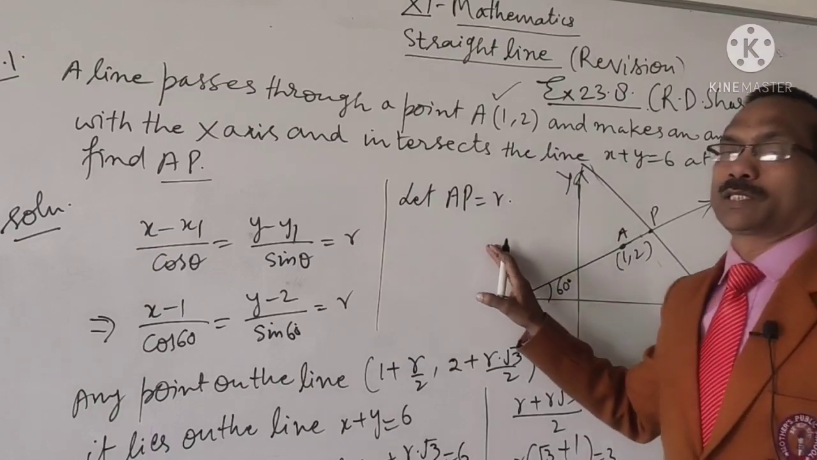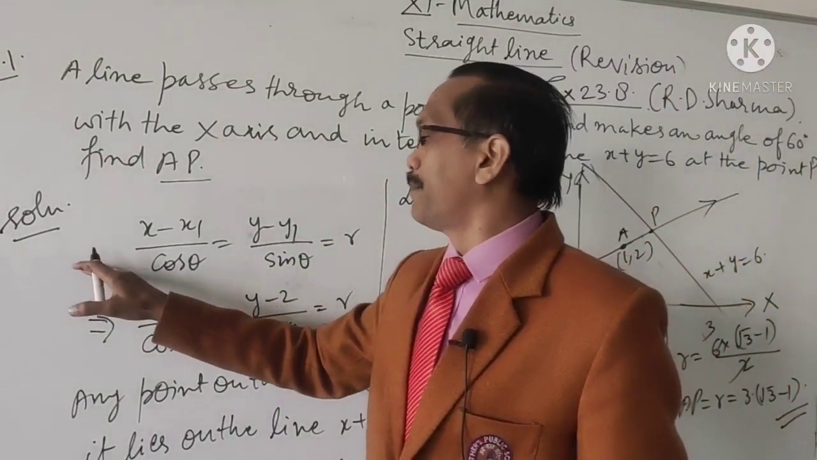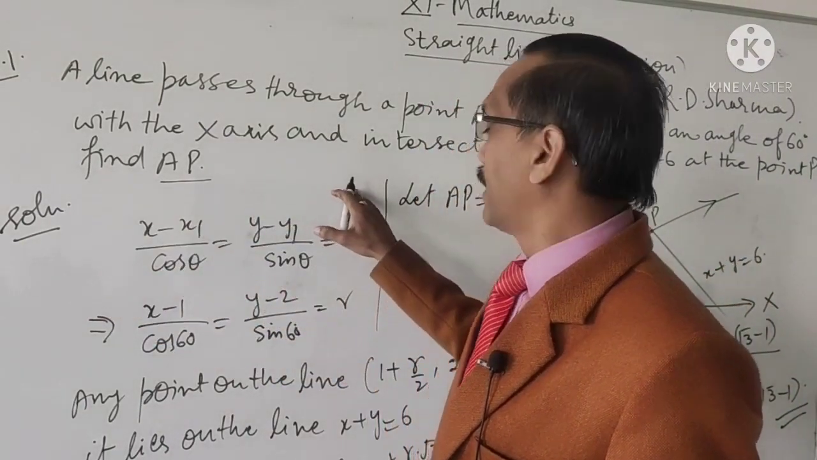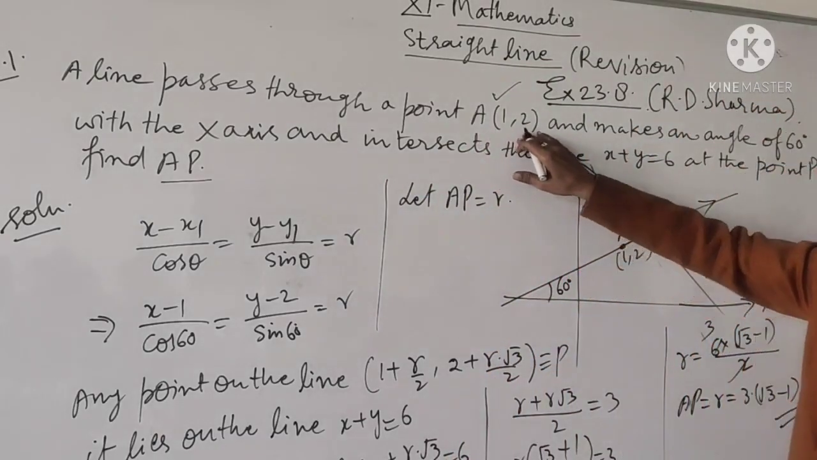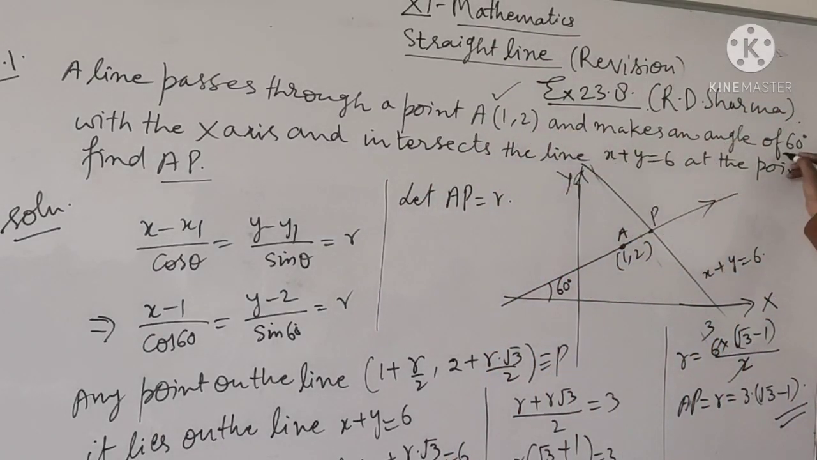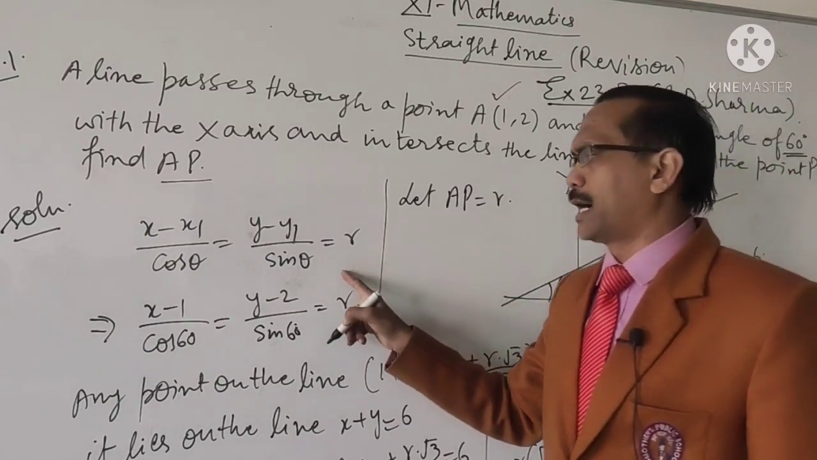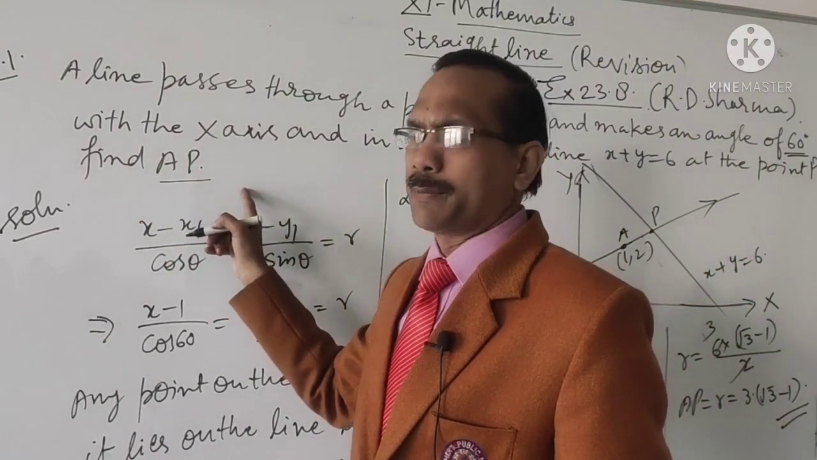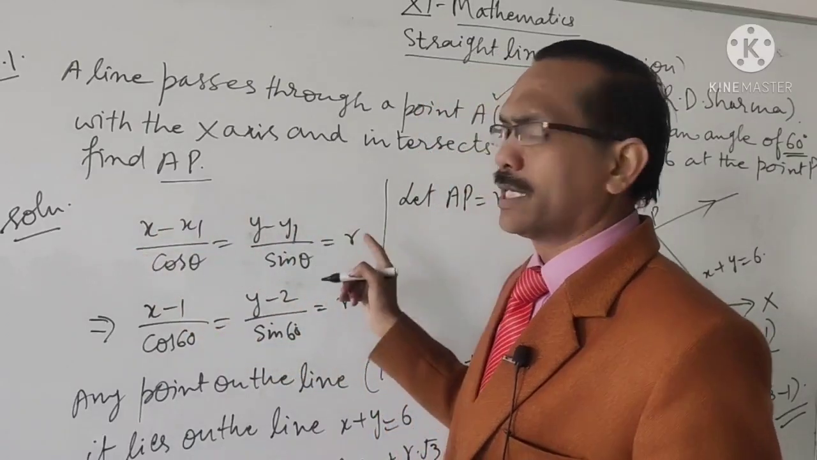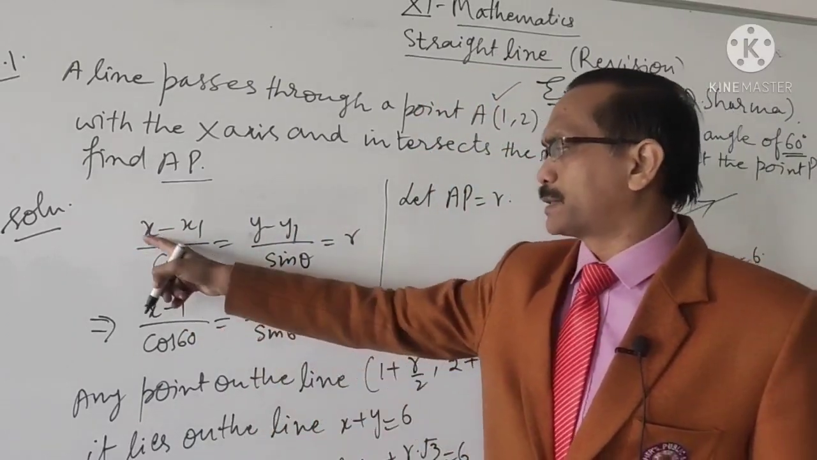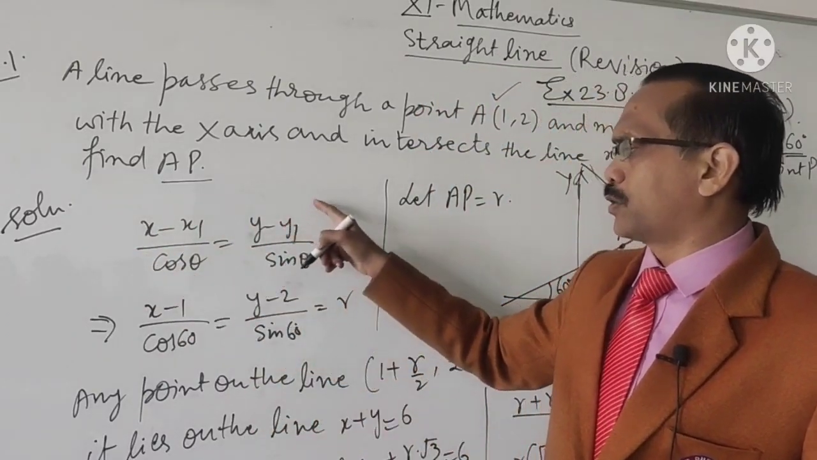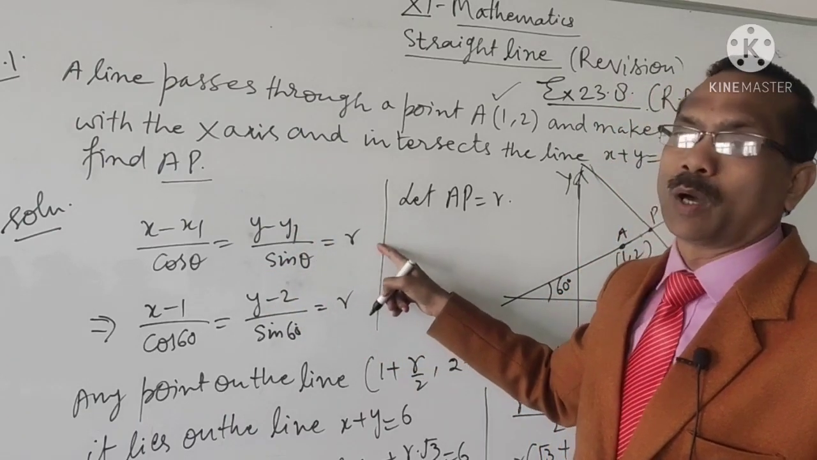To solve this question, we will take the distance form of straight line, because the one point A is given and angle 60 degree is given. And here we need the distance r. We have to find the distance AP. That is why we will apply the distance form of straight line, x minus x1 upon cos theta equal to y minus y1 upon sin theta equal to r.